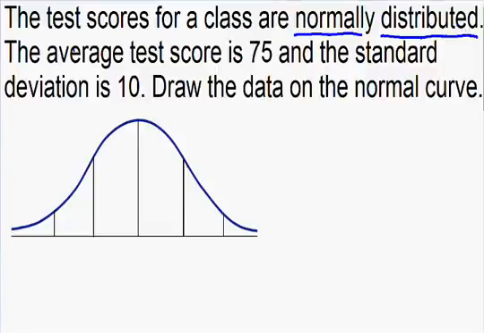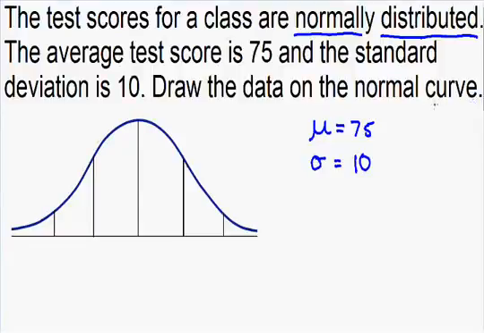It also says in this problem that the average test score for the class is 75. Okay, so I'm going to write that down with the Greek letter mu. This is the average. The average is equal to 75. And it also says that the standard deviation is equal to 10. The standard deviation for a population is written with the Greek letter sigma. So our standard deviation is equal to 10. And this problem is asking us to draw the data on the normal curve.